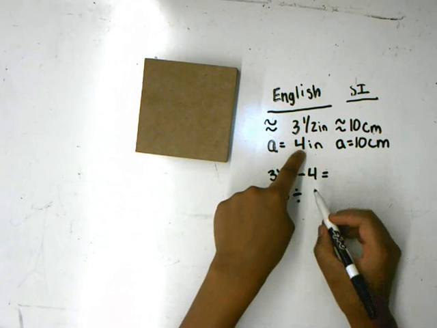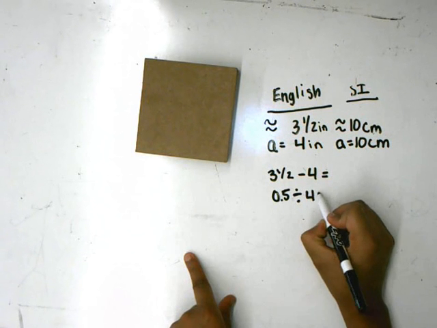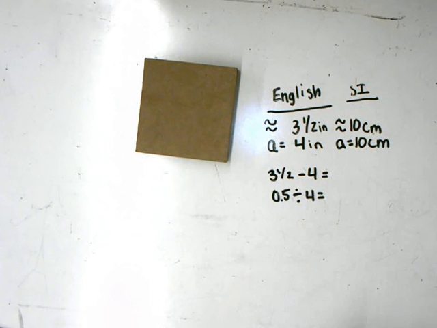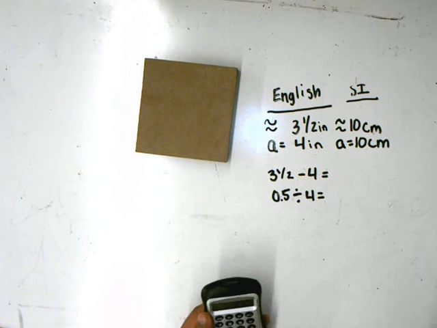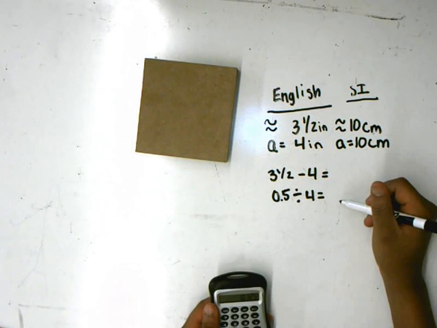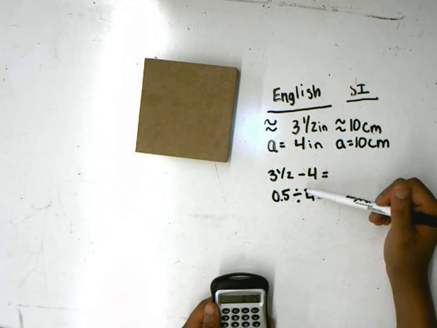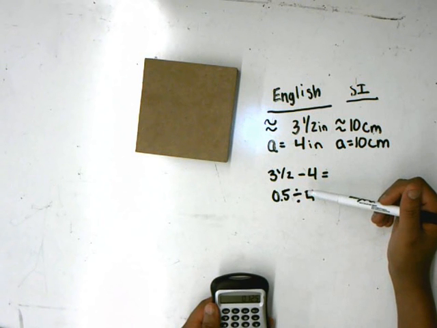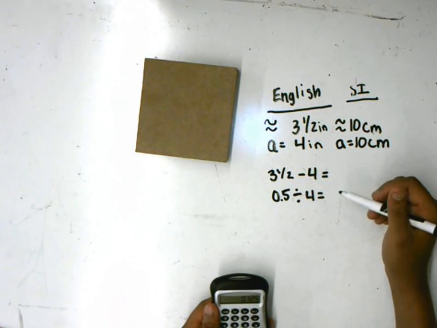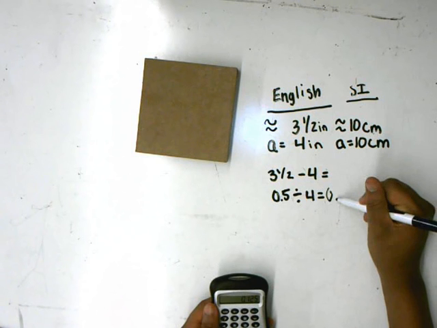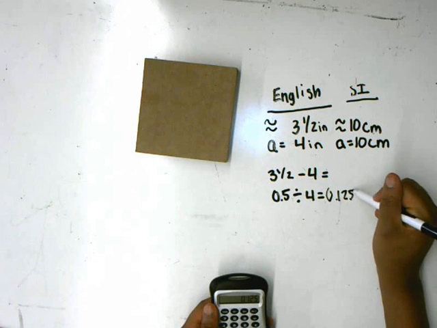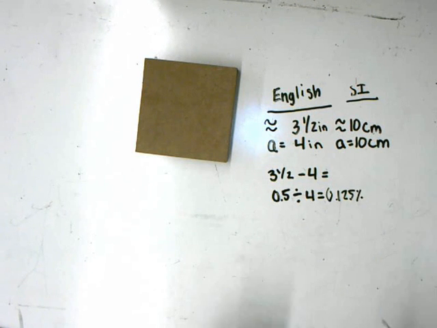And when I do that, my error percentage for my English measurements is 0.125%. That's my uncertainty for my measurements in English.